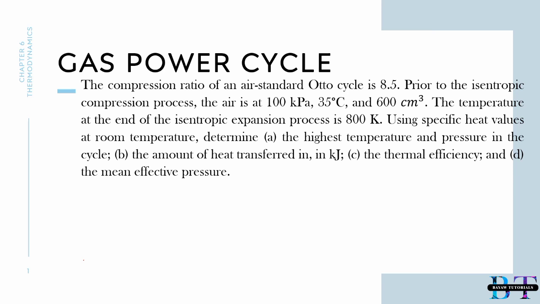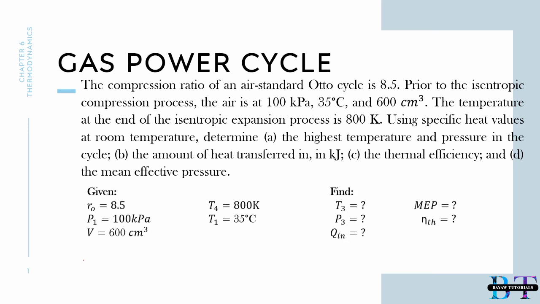The temperature at the end of the isentropic expansion process is 800 Kelvin. Using specific heat values at room temperature, determine the highest temperature and pressure in the cycle, the amount of heat transferred in kilojoules, the thermal efficiency, and the mean effective pressure. Now let's analyze our given.